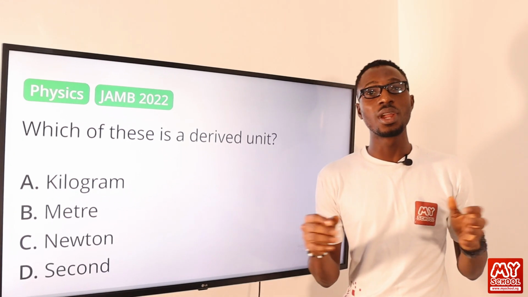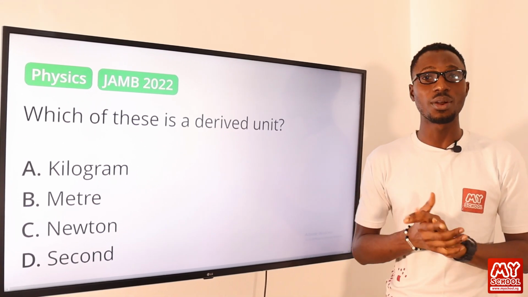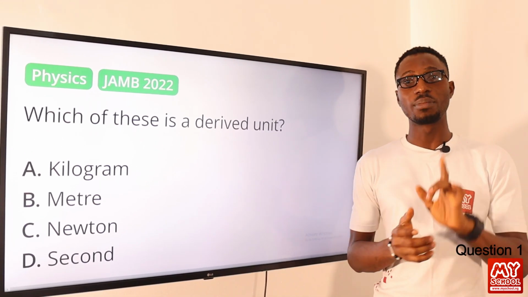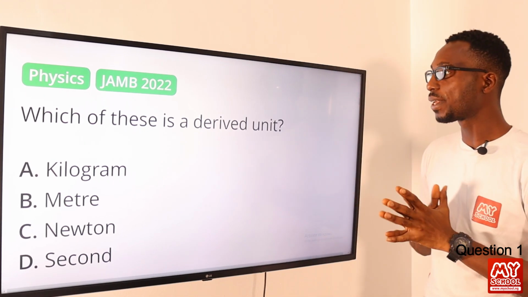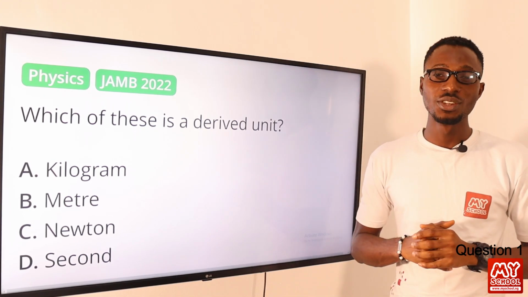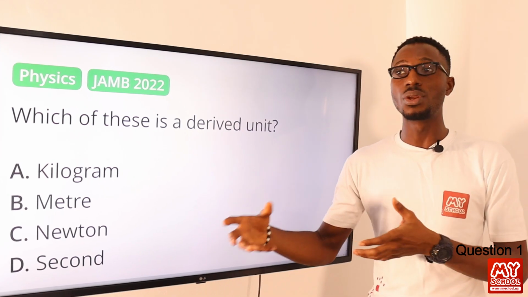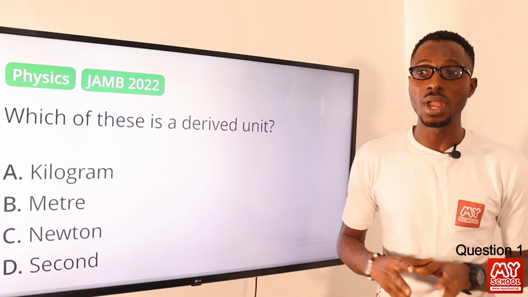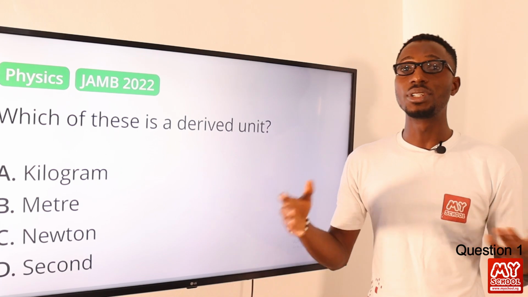So right here in this video we have question 1 to 20 to tackle. So let's begin with question number 1. Which of these is a derived unit? Units are what we use to measure quantities. So we have fundamental quantities and derived quantities.